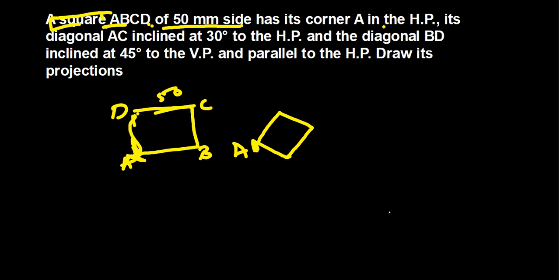Okay, and the next step, that is the second step, diagonal AC is inclined to 30 degree. That is in the second step. Now you have to draw their front view and their top view in the first stage.